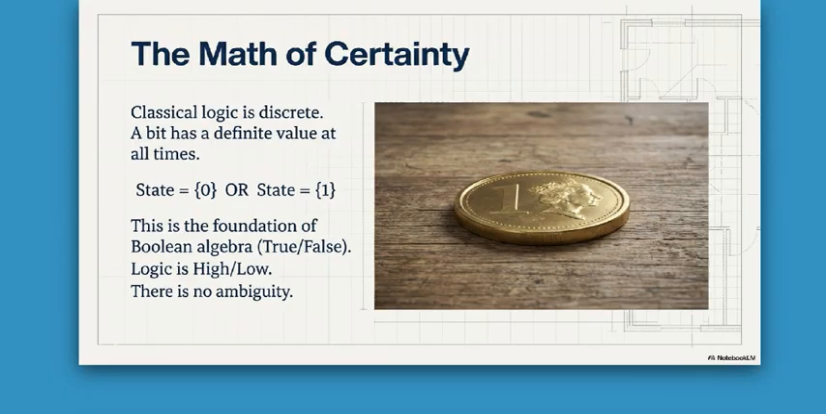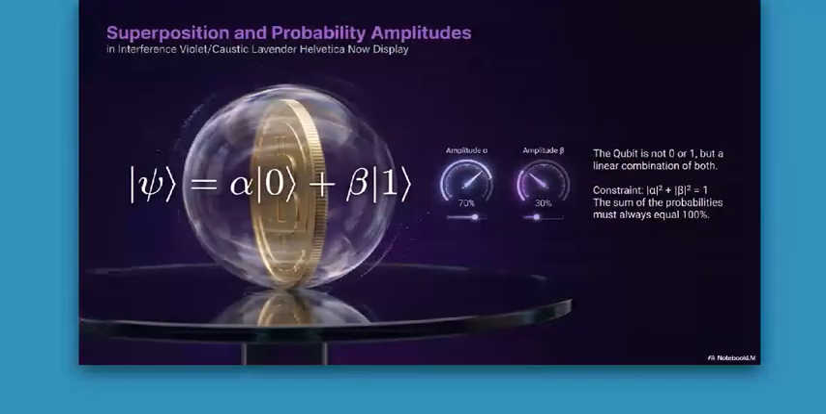Exactly. This is pure Boolean algebra. True or false, there's absolutely no ambiguity. But then we get to quantum math, superposition and probability amplitudes. Yeah. The metaphor shifts here. Now, imagine that same coin is spinning rapidly inside a glass bubble. A perfect metaphor. While it is spinning, is it heads or tails? Well, effectively neither, or both. It is a linear combination of both.